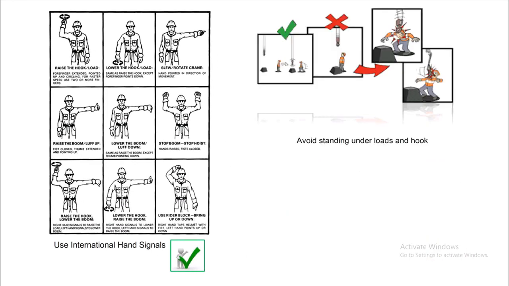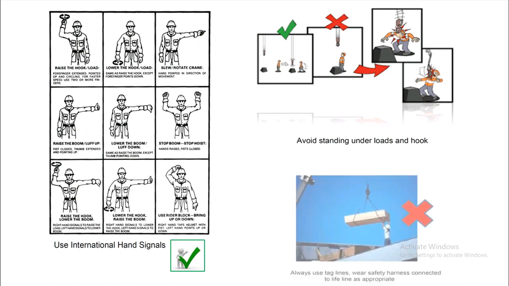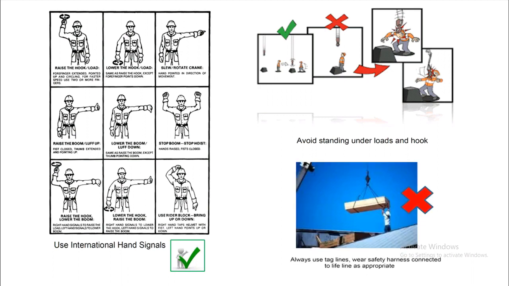So here are some international hand signals. If you see the signal to raise the hook or the load, the rigger on his right is rotating his pointing finger upward, and if he wants to lower the load or the hook, he is rotating his finger pointing downward.